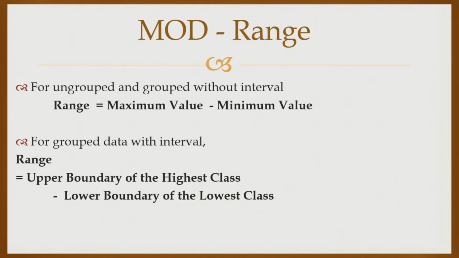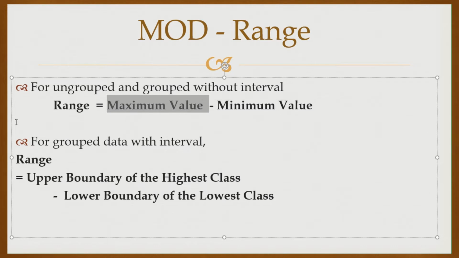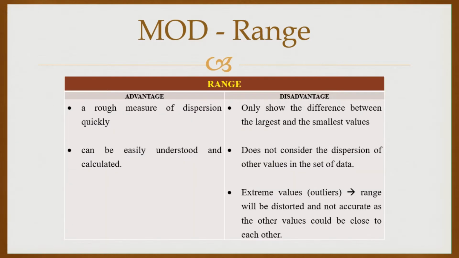So let's look at range. What is range? You take the biggest value in your data, in other words the maximum value, minus the minimum value in your data, the smallest value. For grouped data with intervals, you take the upper boundary, that means the highest boundary, minus the lowest boundary. So let's look at this.